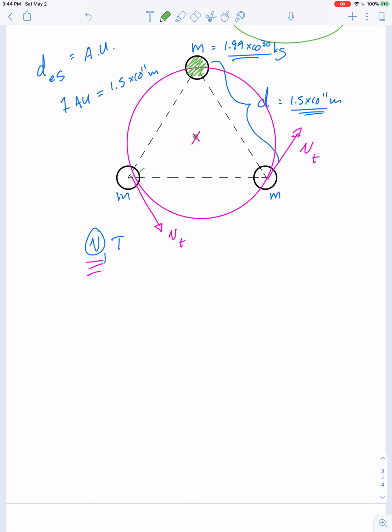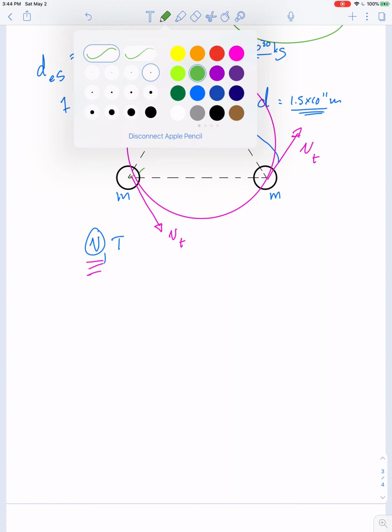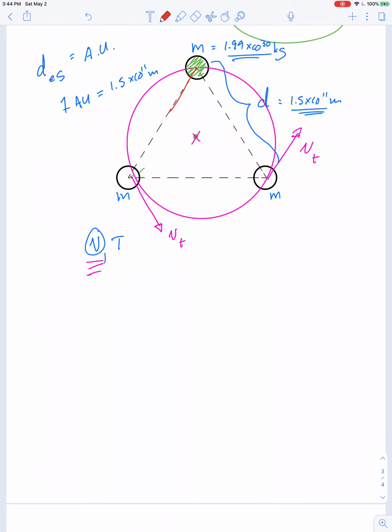Okay, so what are the forces acting on it? There's only 2 forces. There's the gravitational pull from the star on the lower left, and there's a gravitational pull from the star on the lower right. The net force from these has to point straight down. The horizontal components of these forces, which I've labeled as F, are going to cancel out, and so it's only the components that lie along the y-axis that are going to add up.